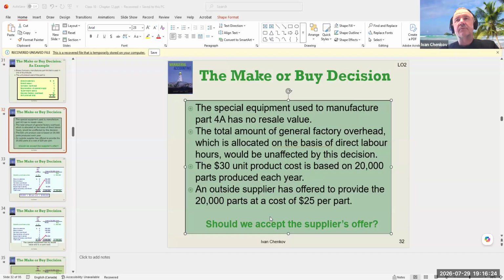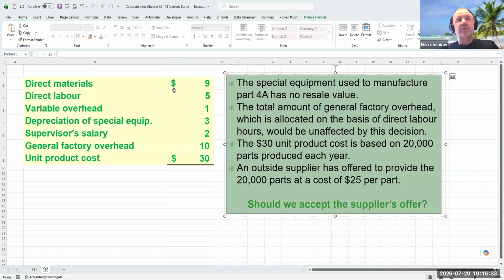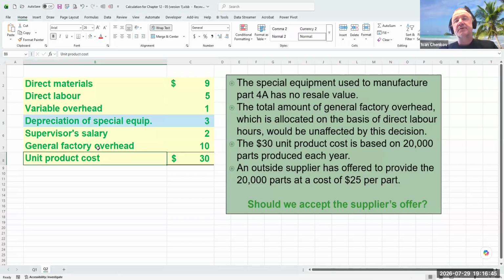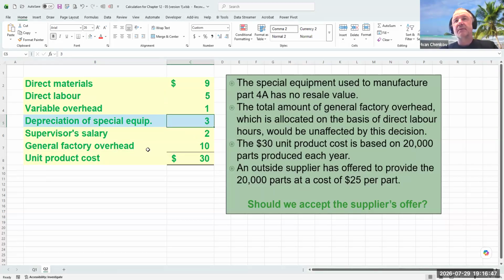Okay, I was able to move to Excel and post the information in Excel. Let's go now. The special equipment, which we're using, has no resale value. So we're claiming a depreciation on that equipment. Let's highlight it in a different color. This depreciation looks irrelevant.